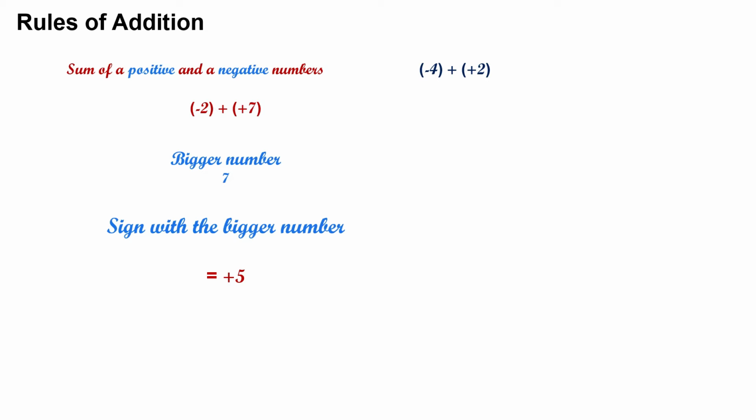Let's consider a few examples. We have to add -4 and +2. Irrespective of the sign, which one is a bigger number? That is 4. And what is the sign with 4? That is a negative sign. So the resultant answer will be a negative number.